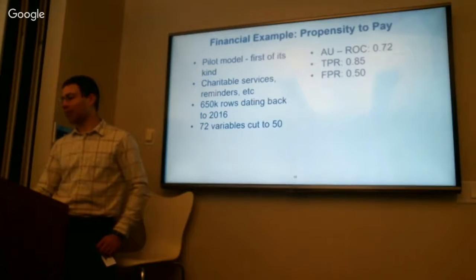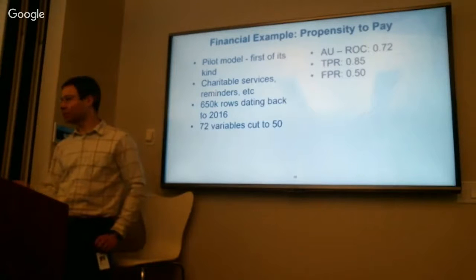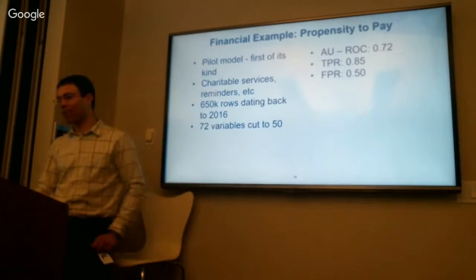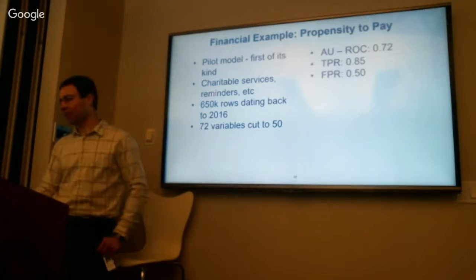And then finally, we had a propensity to pay model, which was like, will a patient pay their bill? And the use case for that is, again, resource allocation with charitable services or reminders as months go by. And that one's also sitting at 0.72 in production.